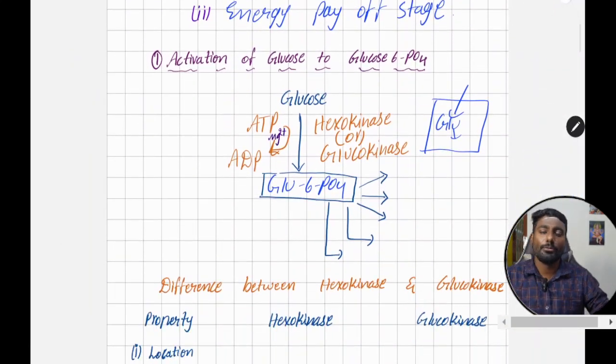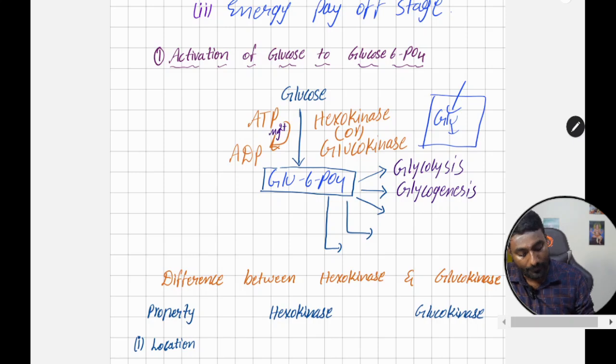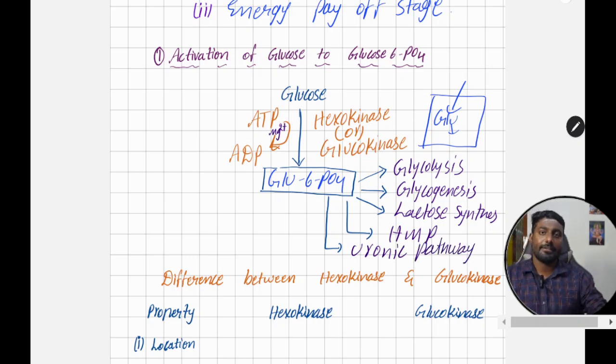Now, this glucose 6 phosphate, which is formed, it can go into different things. Either it can go into glycolysis, or it can go into glycogenesis, or lactose synthesis, HMP, or uronic pathway. It has different fates. It can go any of these ways. Okay, now we are going to see the difference between hexokinase and glucokinase.